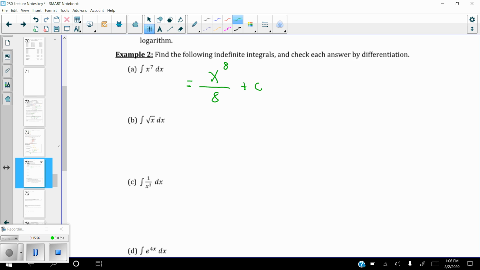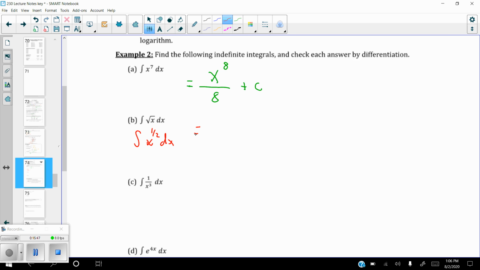And that's it. That's your power rule. Okay, in order to do part B, we need to change the square root of x to be a power first. So the first thing I'm going to do is rewrite that as x to the 1/2 power dx.